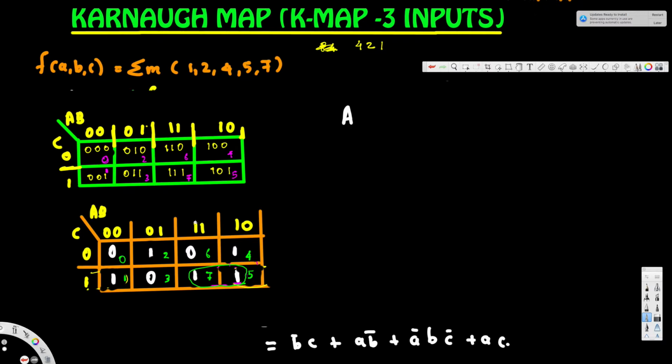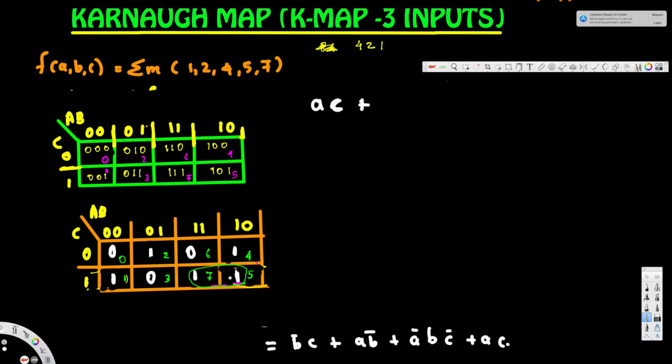A is 1. If A is 0, we have to put a complement. If it's 1, we can just leave it as it is. But since we are dealing with small abc, it's better to write small a. And then if you look at C, C is not changing for this line, so we can put C also. We just have to see what is not changing.